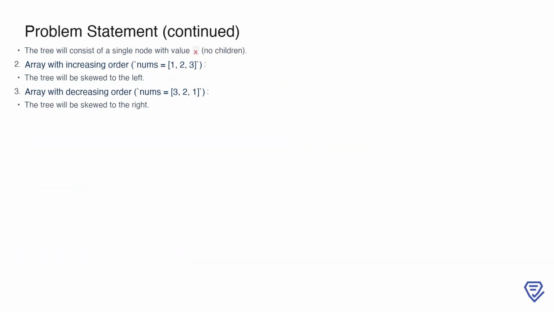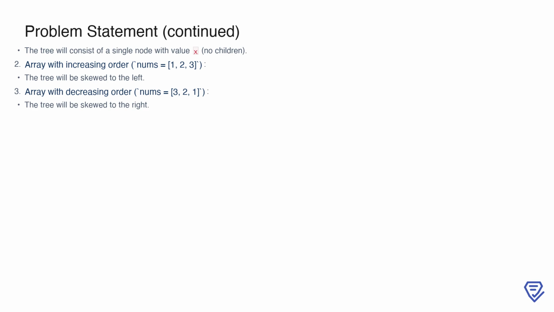Let's discuss a few edge cases. If the array contains a single element, for example nums equals x, the tree will consist of a single node with the value x and no children. For an array in strictly increasing order, like nums equals 1, 2, 3, the tree will be skewed to the left, with each node having only a left child.